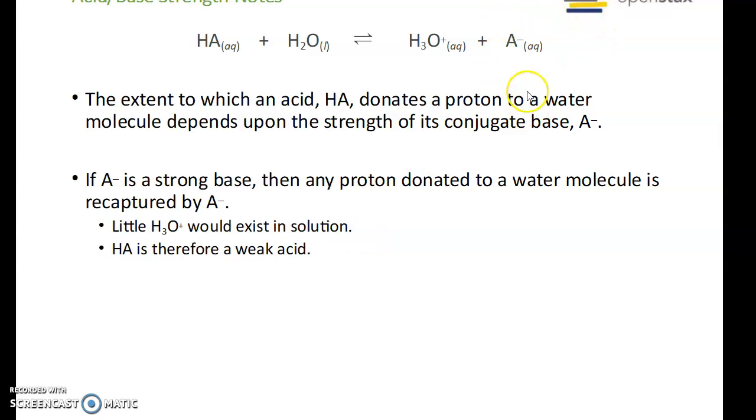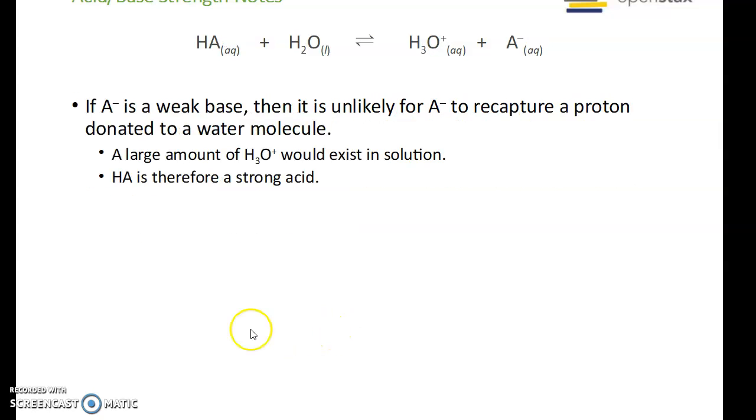So the stronger this is as a base, the less you're going to get of this. If this is a weak base, it's unlikely to recapture a proton, and therefore a large amount of this would exist in solution, and therefore this would be a strong acid.